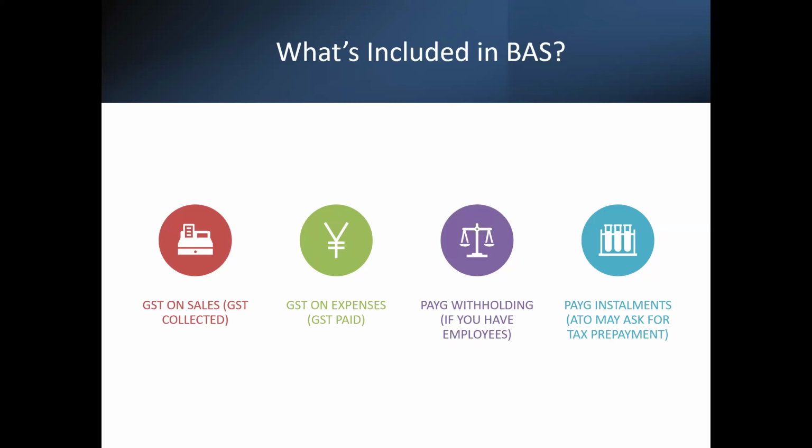Pay-as-you-go withholding. If you have employees, that's the tax that you keep back when you do their pay, and you have to pay it to the ATO. Often the ATO makes you do that monthly anyway, even if you're on a quarterly BAS. And PAYG instalments, that's a tax prepayment for this current year. If you've done your tax return for the prior year, they often make you pay a quarter of that amount towards this year's tax, which may or may not be accurate.